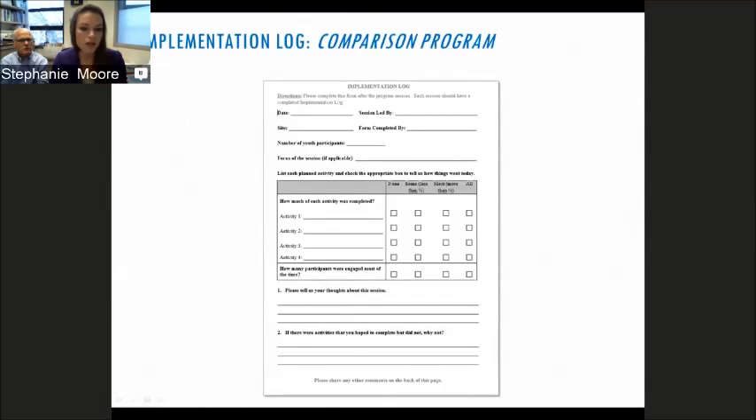The comparison program implementation log is almost the same as the alternative lesson form for Badges for Baseball. Actually, it is exactly the same, except that it does not ask about law enforcement officials. So as with the Badges for Baseball alternative activities form, you'll need to write in the focus of the session and a brief description of each planned activity.